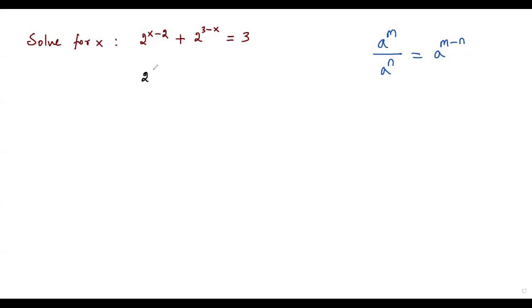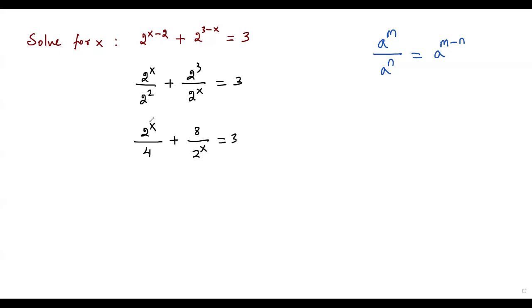Then I'm getting 2 to the x power over 2 squared. The same thing I can do over here: 2 to the third power over 2 to the x power equals 3. Here we have 2 to the x power in the numerator. The evaluation of 2 squared is just 4, and the evaluation of 2 to the third power is 8, over 2 to the x power equals 3.